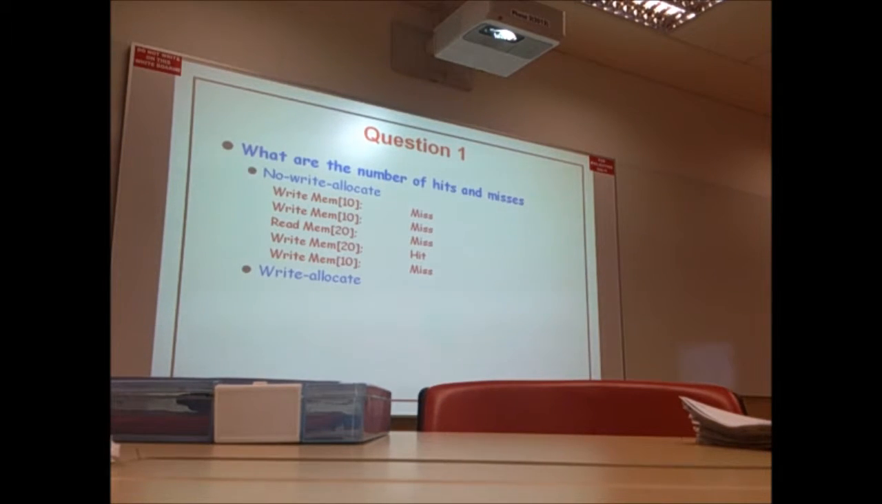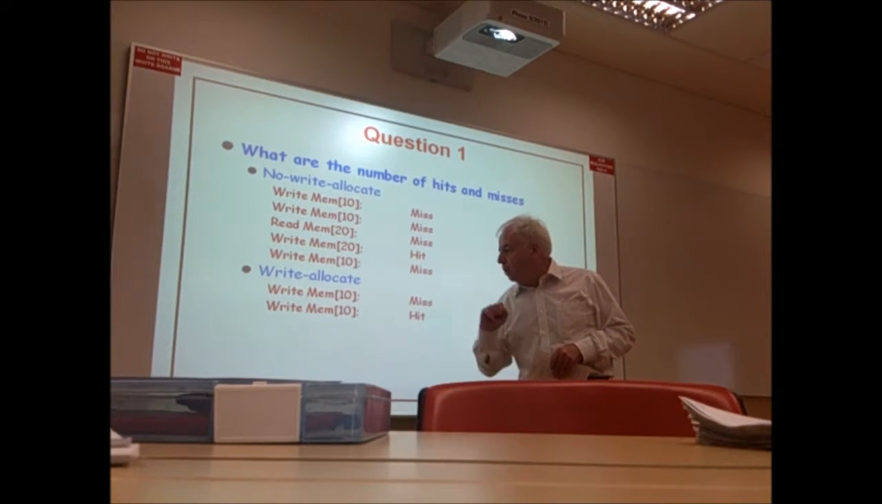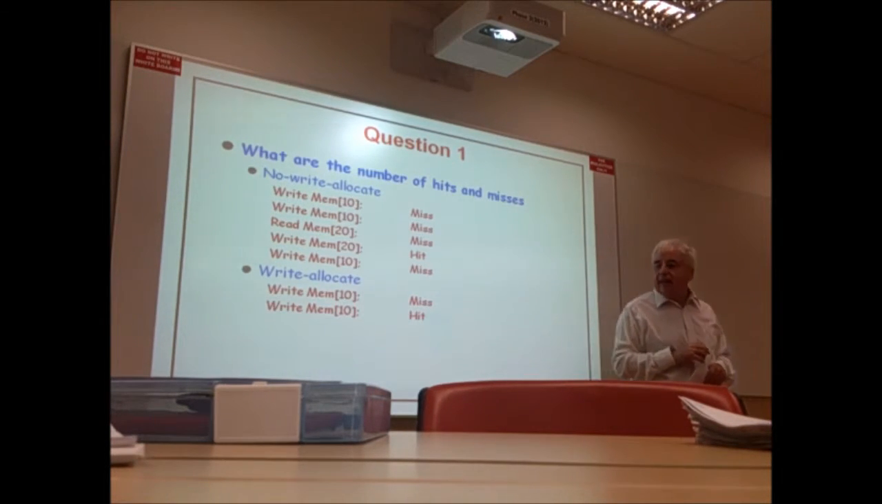Okay, now we want to do the same thing for the write allocate policy. So the first write to 10 will again be a miss, because we start off with the cache empty. What about the second write to 10? Now in this case it will be a hit, because with the write allocate policy, the first write to location 10 will have allocated a cache line for this location. So when we write to 10 again, we have a hit.